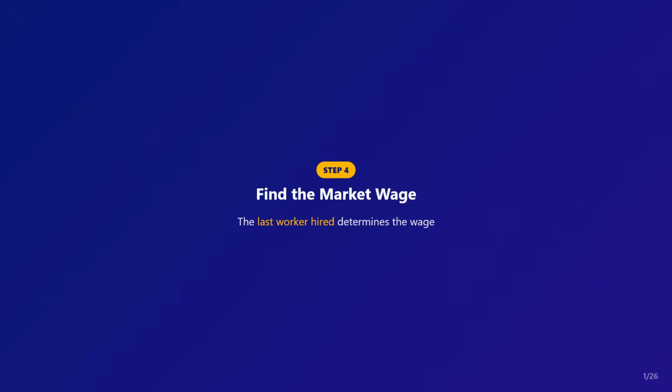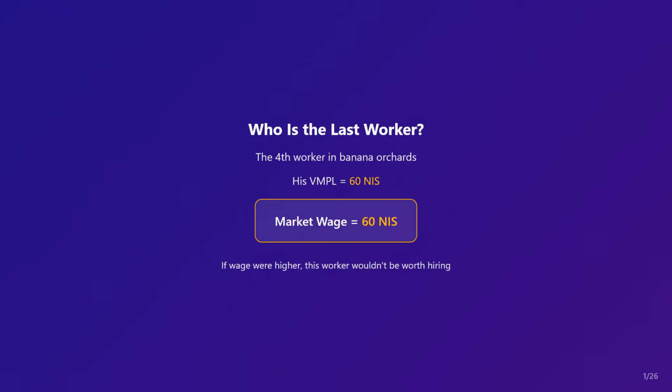So the allocation is: each banana orchard has 4 workers, workers 1 through 4, and each pear orchard has 3 workers, workers 1 through 3. In total, 4 times 5 is equal to 20 workers in bananas, and 3 times 5 is equal to 15 workers in pears. Together, that's 35 workers.